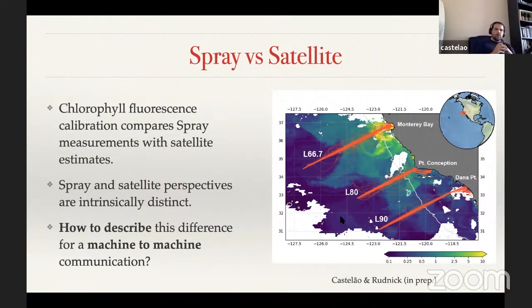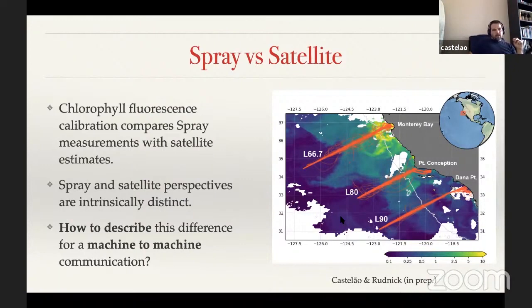Although both Spray and satellite are calibrated to chlorophyll, and we have the information of the geolocation and the time, and we have the same unit, it's the same variable, the perspective of the satellite is completely different from the Spray. While the satellite is looking at an integrated view down to a certain depth, biased by the depth, we have a Spray with discrete vertical point samples.